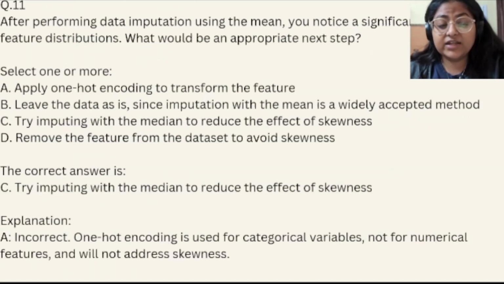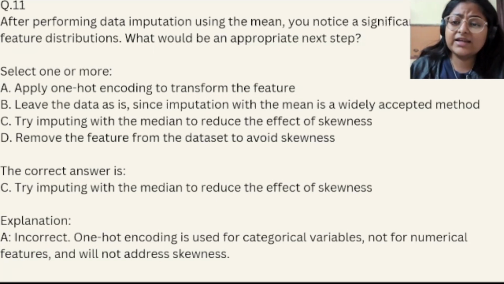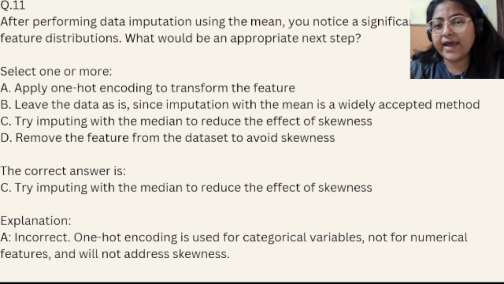Question number 11 is, after performing data imputation using the mean, you notice a significant skew in your feature distribution. What would be an appropriate next step? Select one or more options.